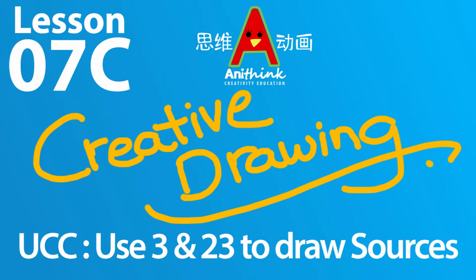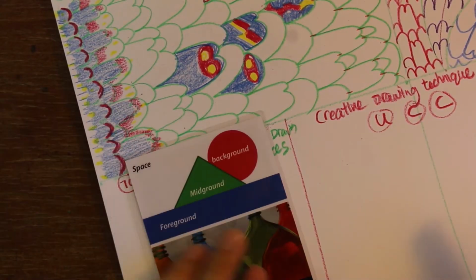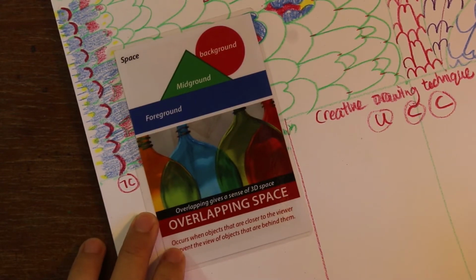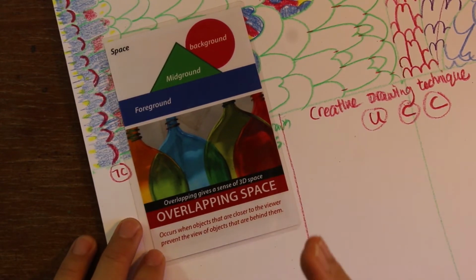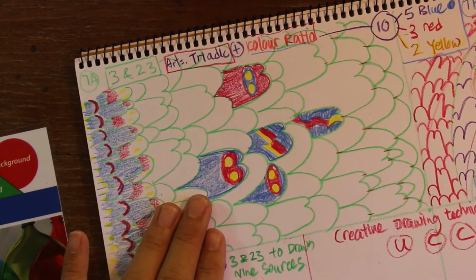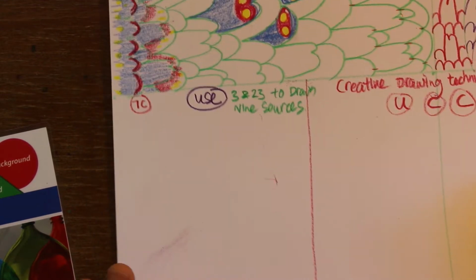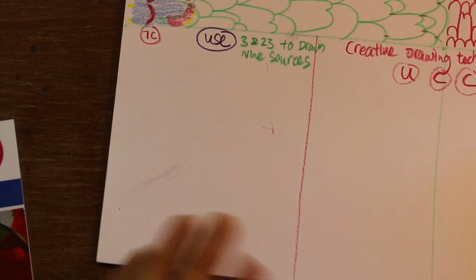Use 3 and 2, 3 to draw 9 sources. Okay. So in here, what we can do is overlapping. One more thing to learn about is overlapping. Actually, this part we showed already. Those things are actually overlapping each other. So in here, I want to emphasize it. So we start again.